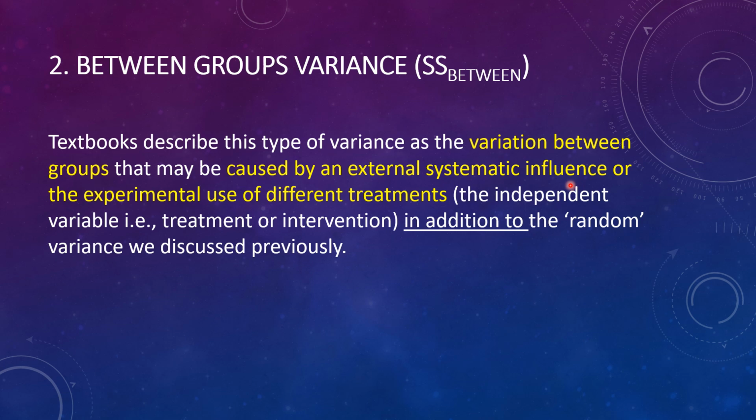So this between groups variance is something that is in addition to the random, or within groups, variance that is already present. The between groups variance combines the within groups variance, or this random variance, plus this treatment or intervention variance. That's what the between groups variance is. It's not just the intervention variance. It's the random variance or within groups variance plus this systematic, interventionist, or treatment variance. That's what the between groups variance is.